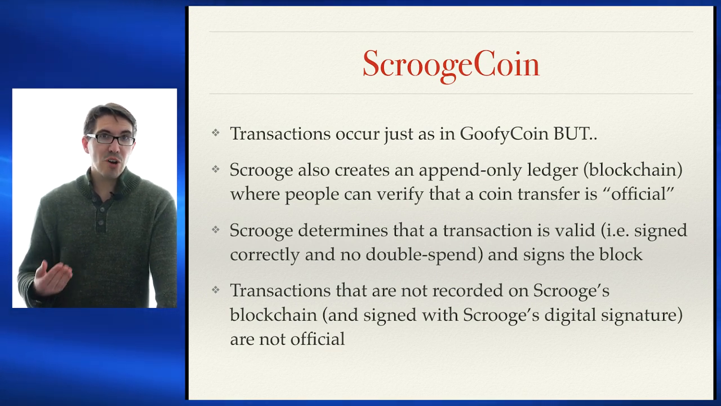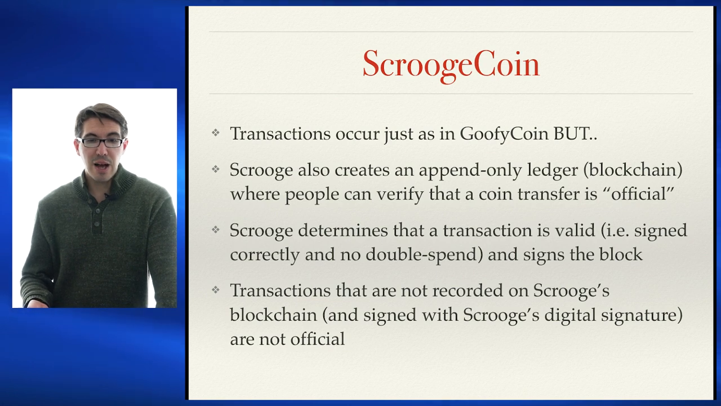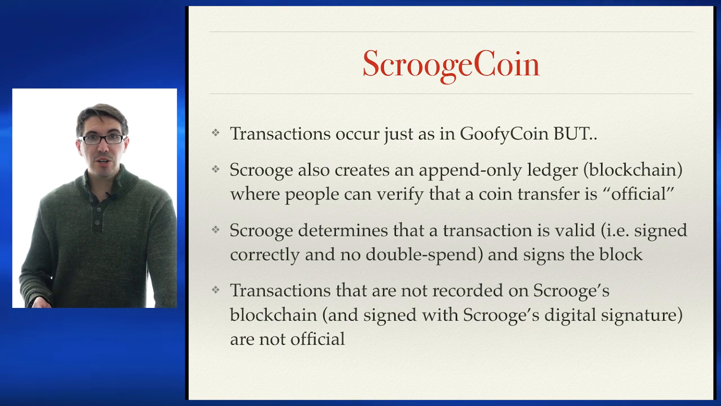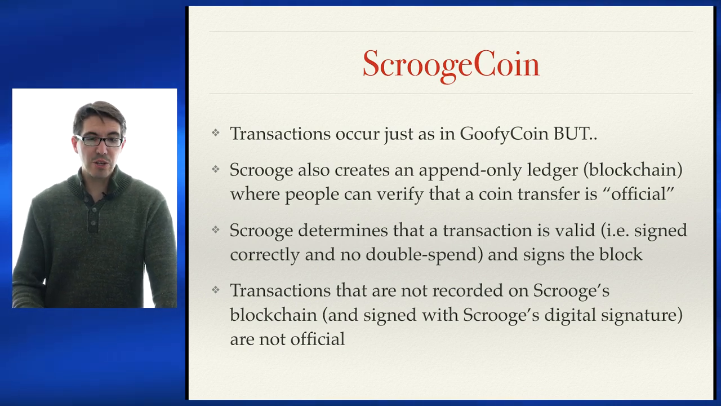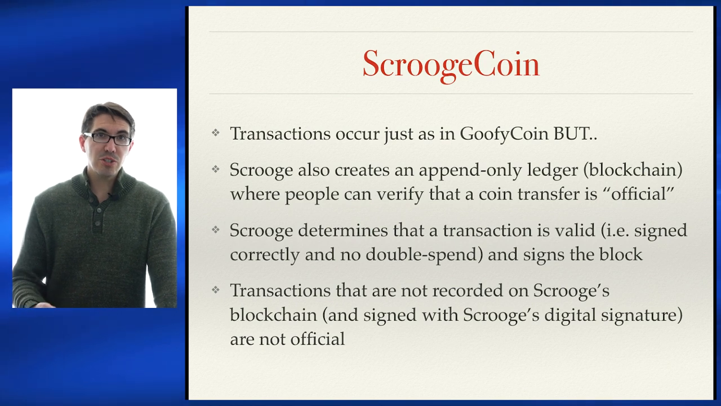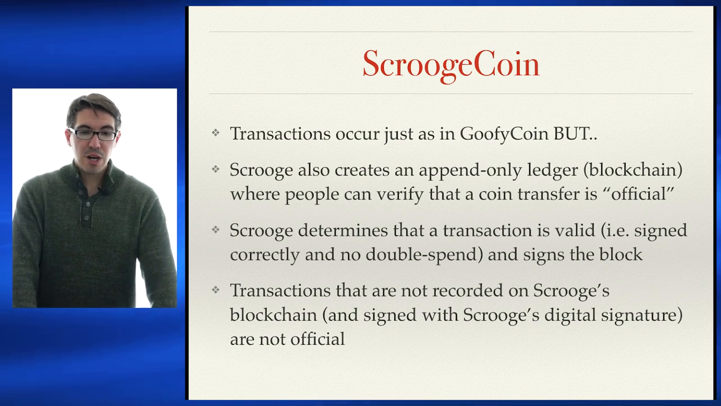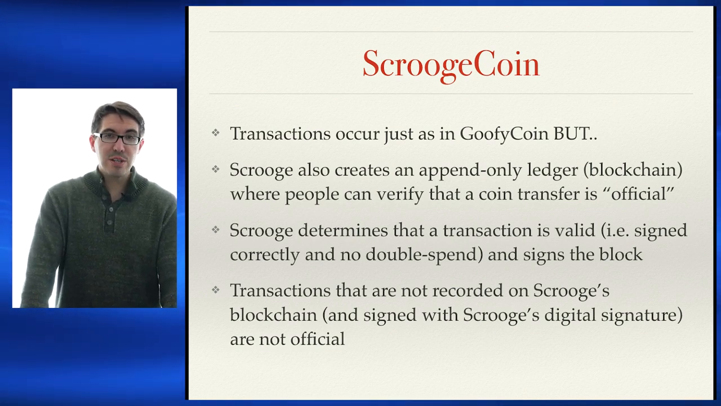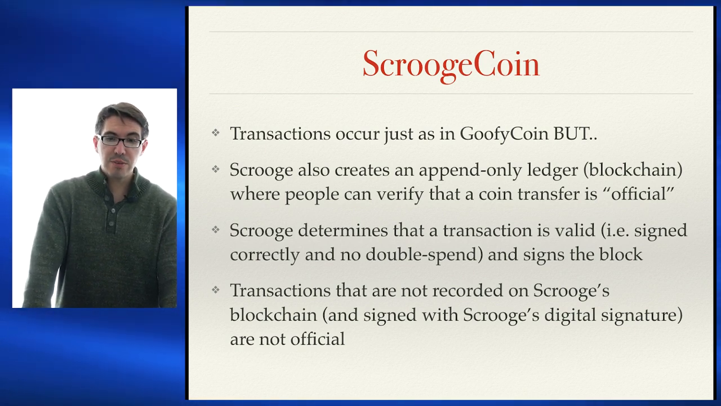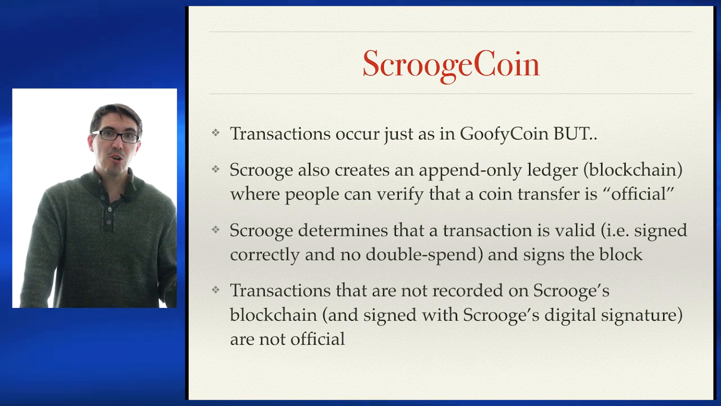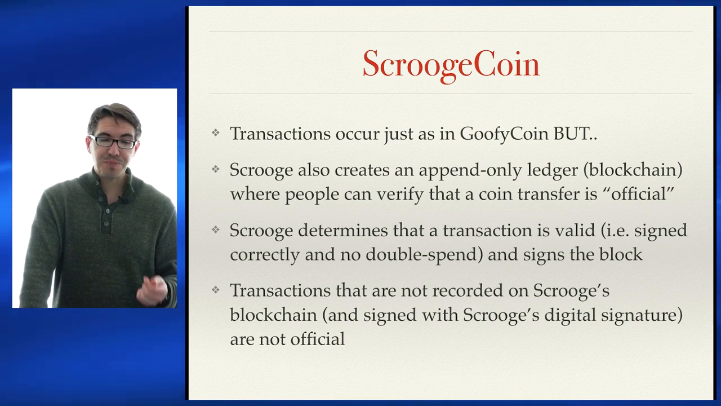So let's try to fix this by generating Scrooge coin from Goofy coin. Transactions occur in Scrooge coin just like they do in Goofy coin, but there's an additional wrinkle. Scrooge is also going to create an append-only ledger where people verify that a coin transfer is official and has actually occurred. Scrooge can now determine that a transaction is valid. That is, that it was signed correctly, and also that there was never a double spend, that the same person didn't try to send a coin to person A and person B.